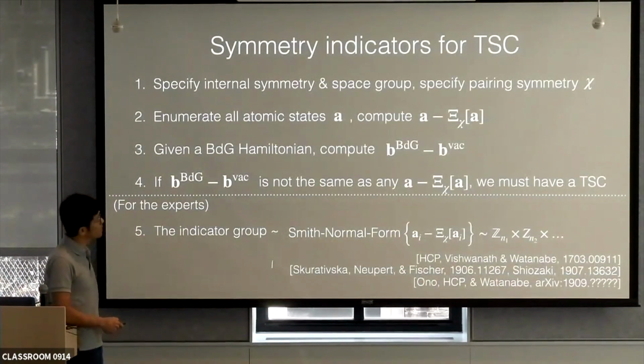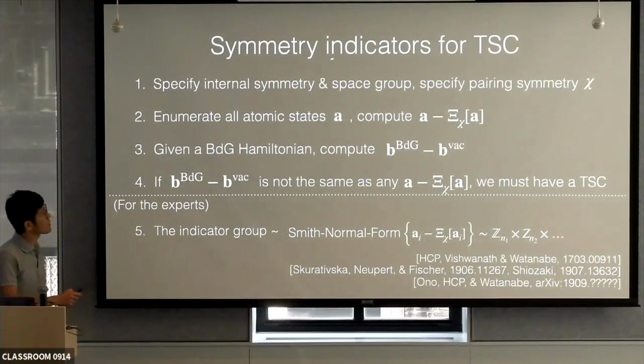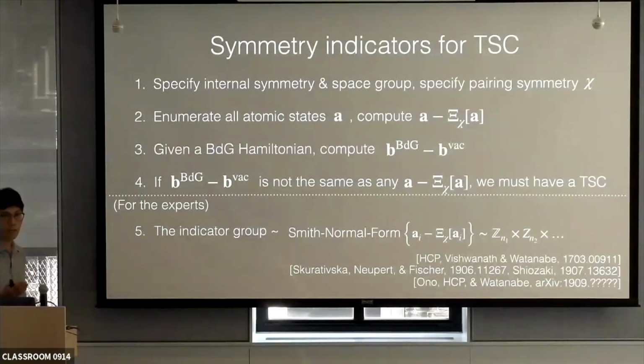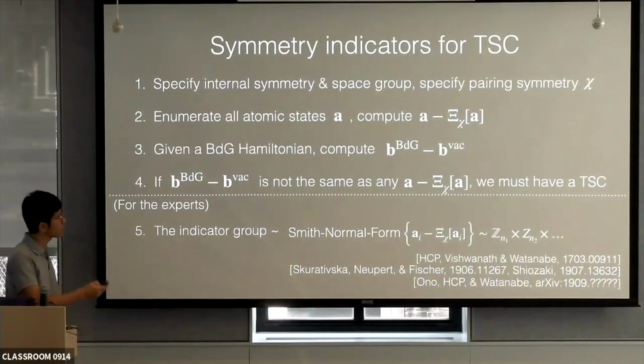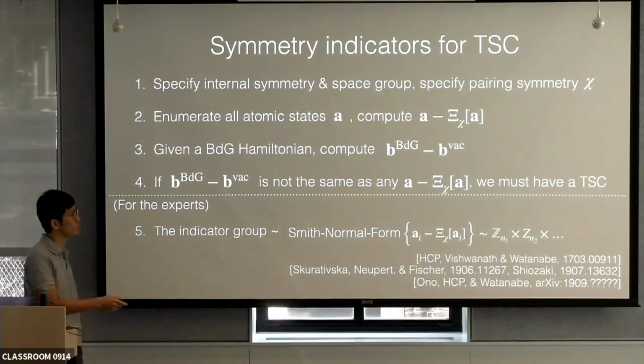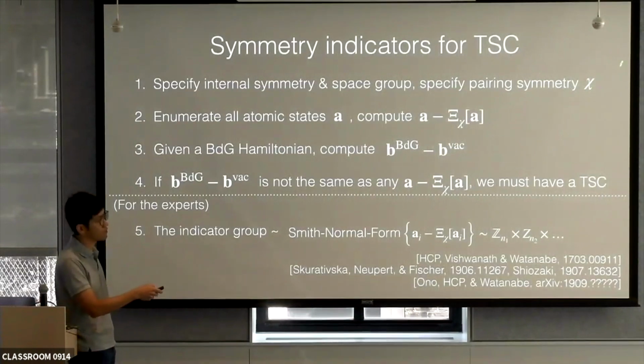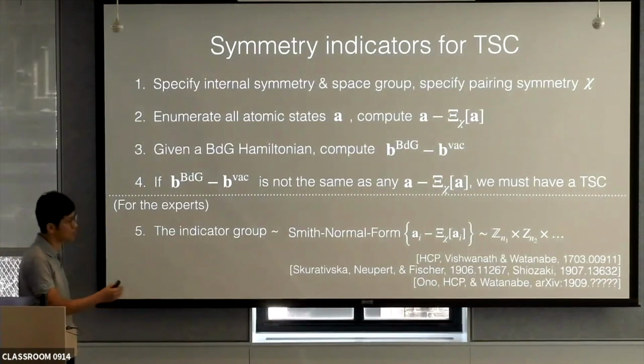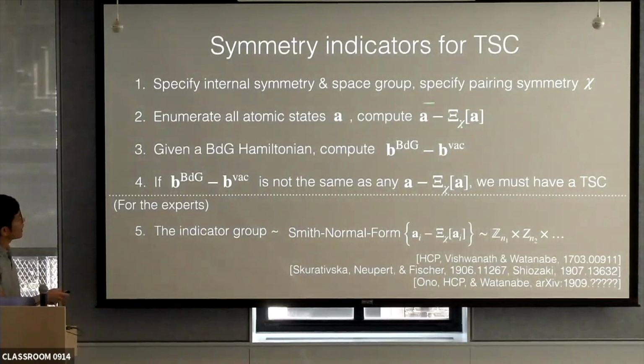And the recipe now is to say we first specify some internal symmetry, maybe tenfold classes, class A, class AI, D3, whatnot. And then we ask what are the space group symmetries in the system. And we also have to specify the pairing symmetry. So for class D3, which has time reversal, this will be just some chi plus minus 1 assigned consistently for the spatial symmetries. And then we can imagine enumerating all the possible atomic states, forget about the pairing.